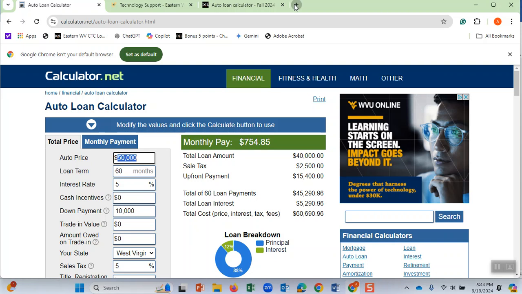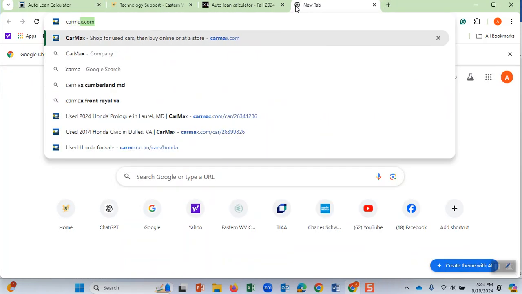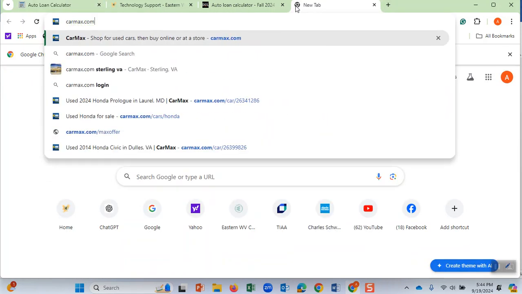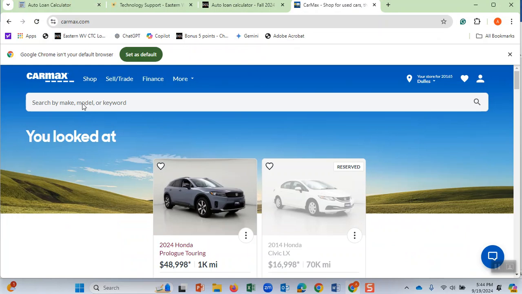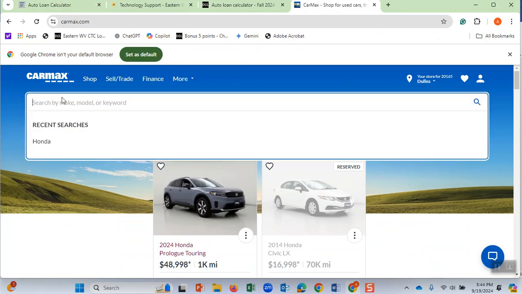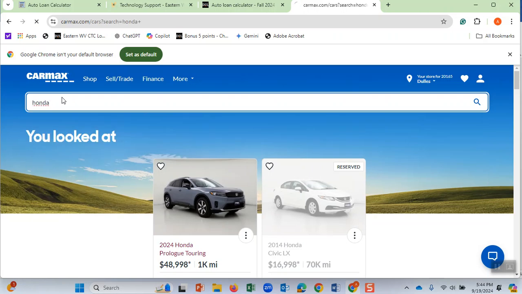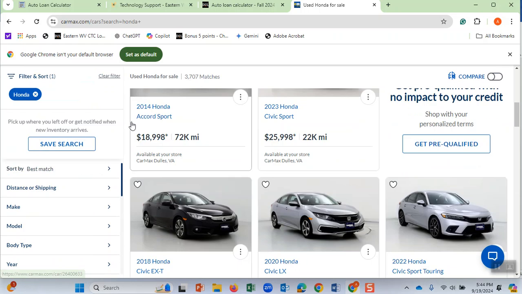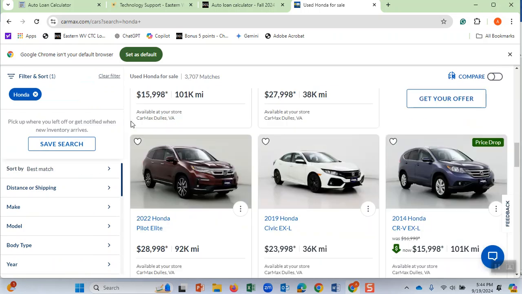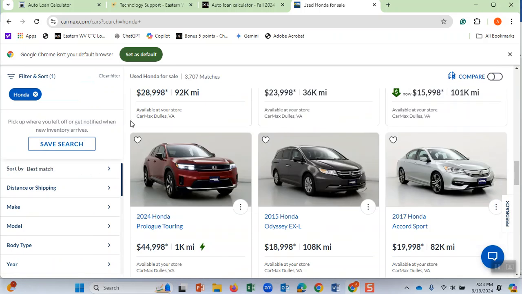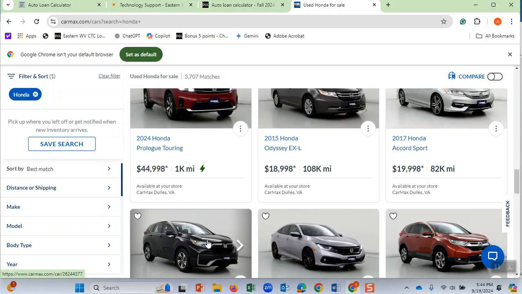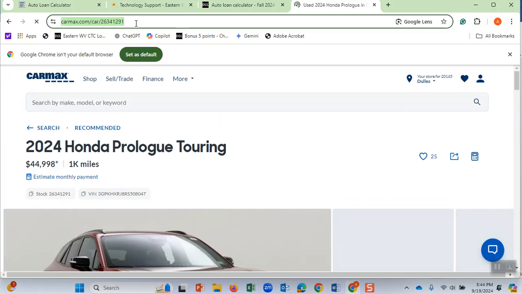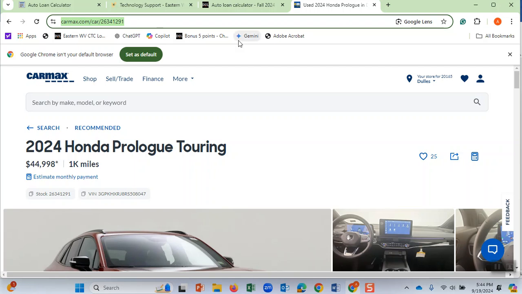And imagine I went to CarMax.com, and here it is. And I put Honda, here you go, Honda, and then I searched. And there was a car I saw, it was around $50,000 somewhere. And imagine I picked my car, and here it is. For example, think about this is the car for $50,000, okay? I click here, and that is the link to my car.